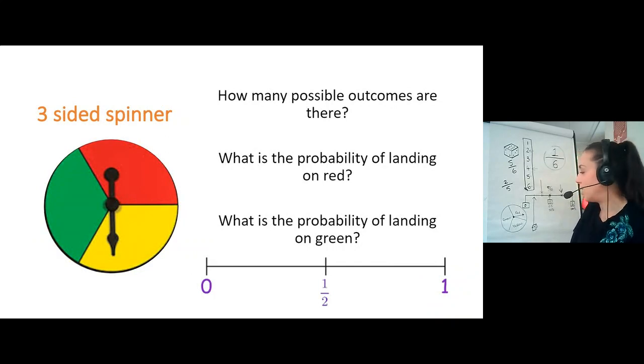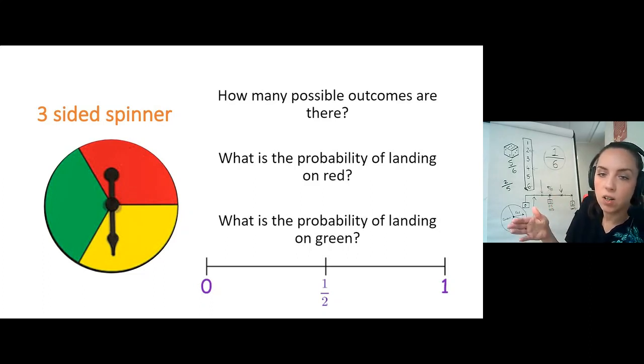This is the three-sided spinner. So if we look at, again, how many possible outcomes are there of a three-sided spinner? Yeah, there's three possible outcomes. There's red, green, or yellow. So what's the probability of landing on red?